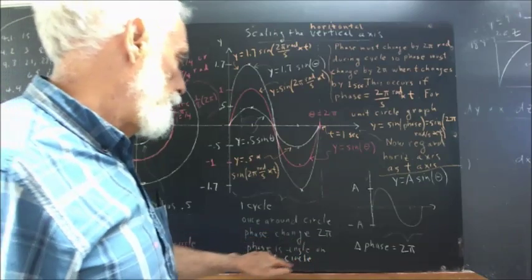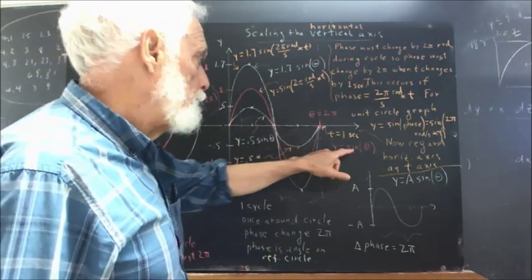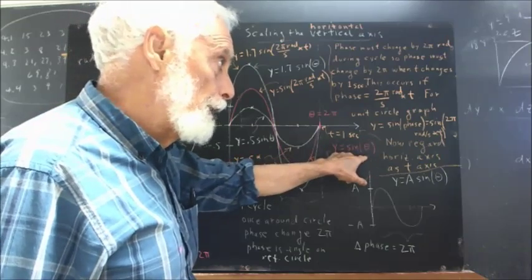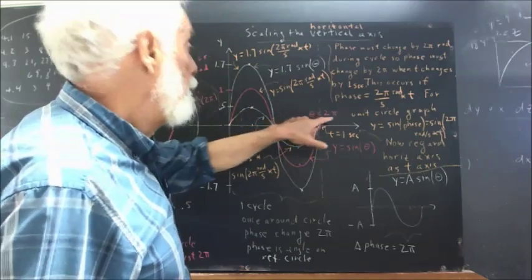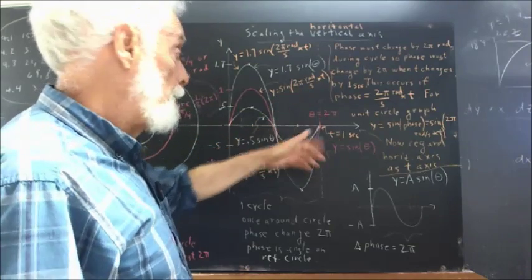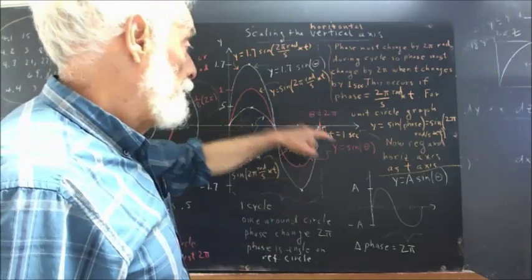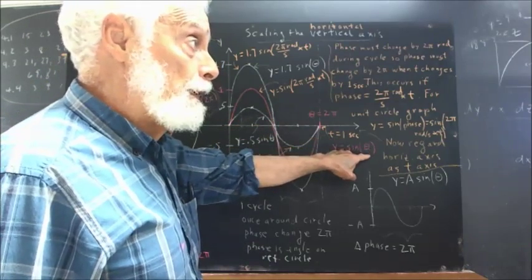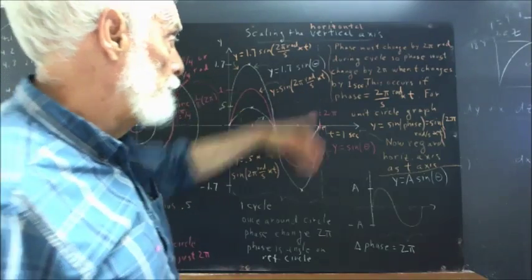The phase is the angle on the reference circle. Okay, so if we just do sine of theta, the phase is theta, and the change in phase between here and here then always has to be 2 pi, whether this is sine theta or anything else. In this case, it's sine theta, so theta has to change by 2 pi to get the complete cycle.